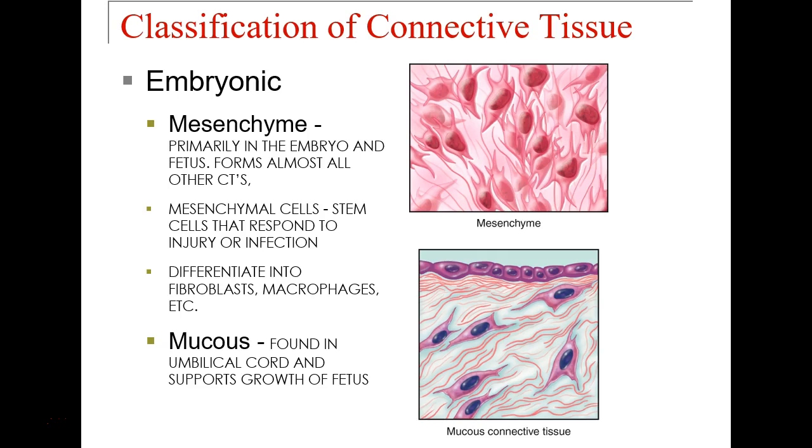Mesenchyme, on the other hand, we see primarily in the embryo and the fetus for growth, and we are going to produce most of the other connective tissues from this embryonic type. The stem cells found in the body are going to be mesenchymal cells, and they will respond to injury and infection, helping repair and protect the body.